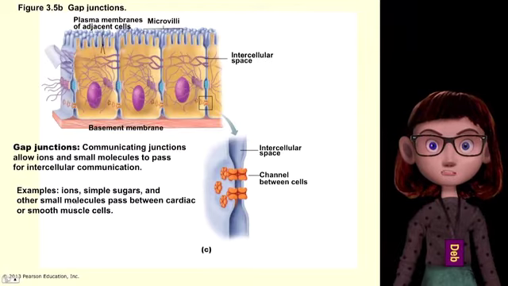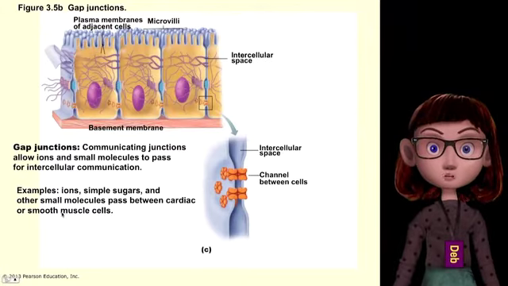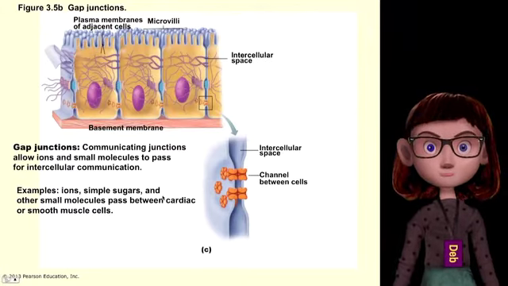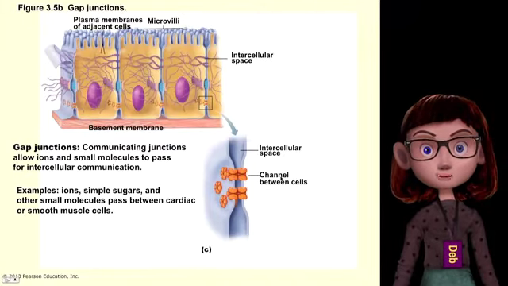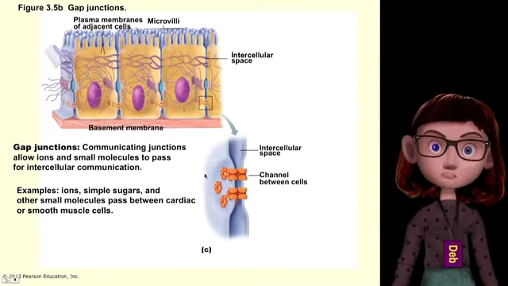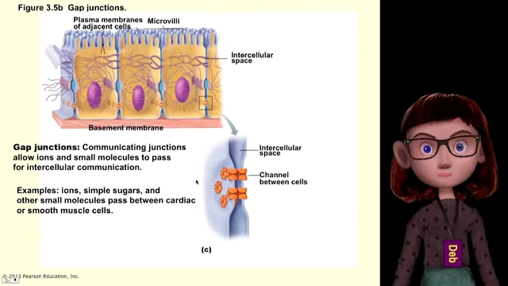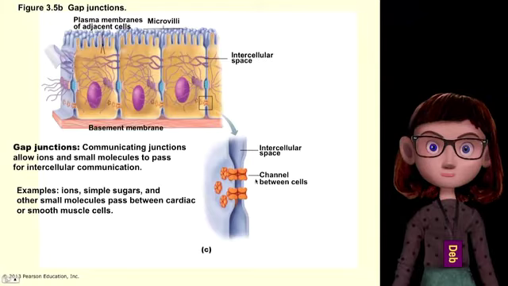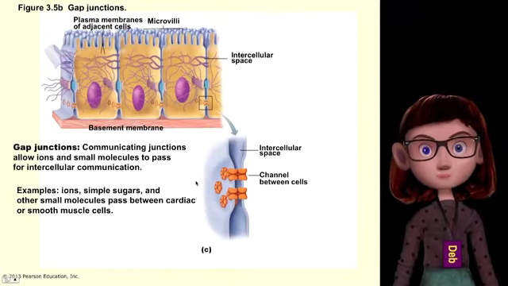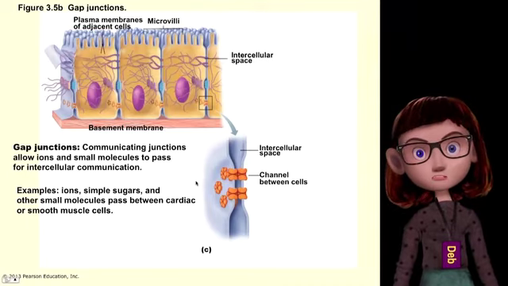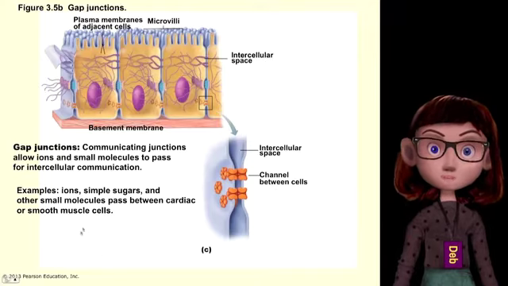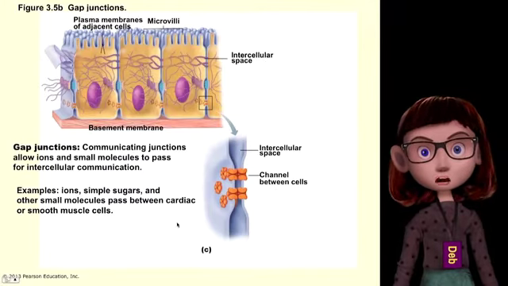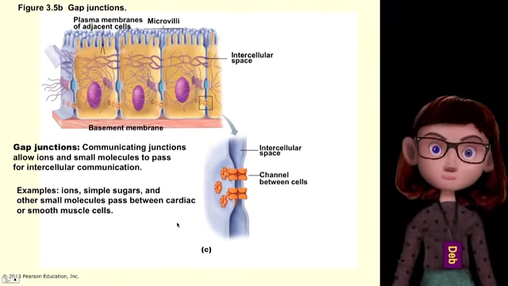Examples would be ions, simple sugars, and other small molecules that will pass, particularly between cardiac muscle. We have this happen where the ions will flow from cell to cell, and that would allow a nerve impulse to pass from cell to cell, so that the heart muscle will contract. Each chamber will contract as a unit. This also occurs with smooth muscle cells, and we will get to muscles later on in the semester.